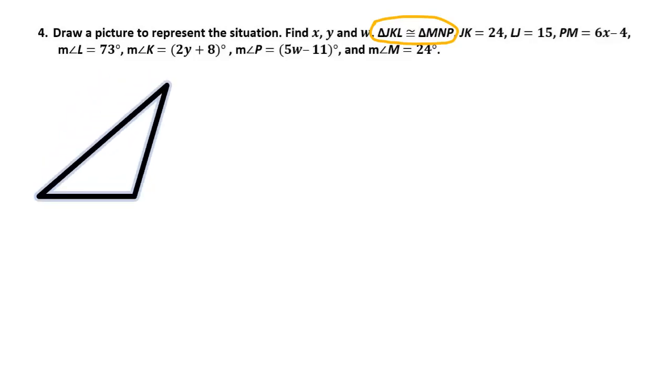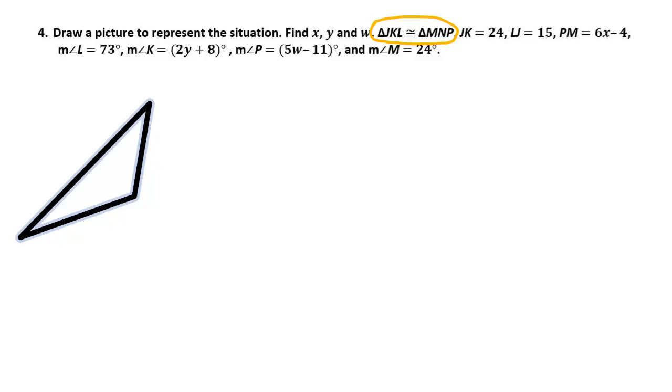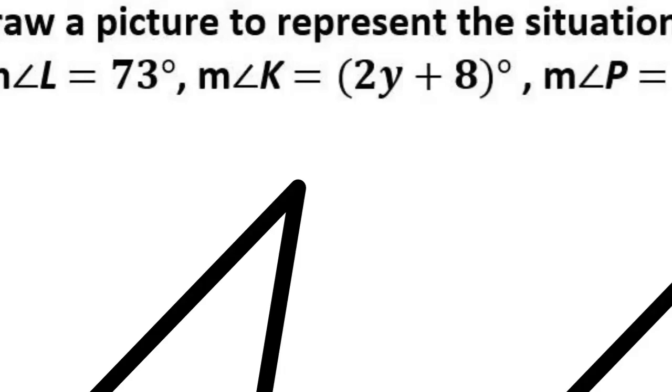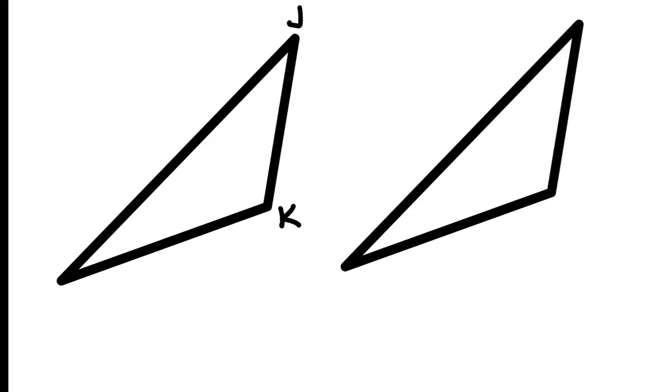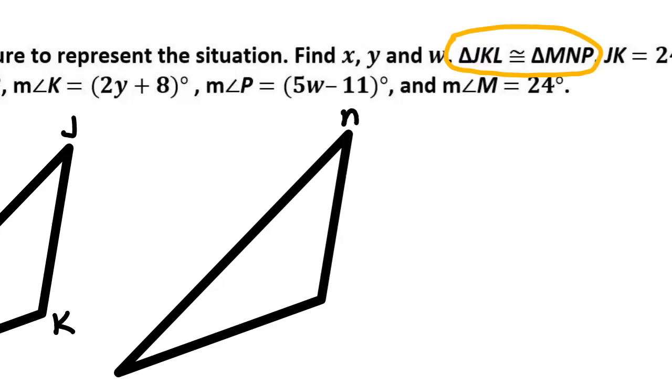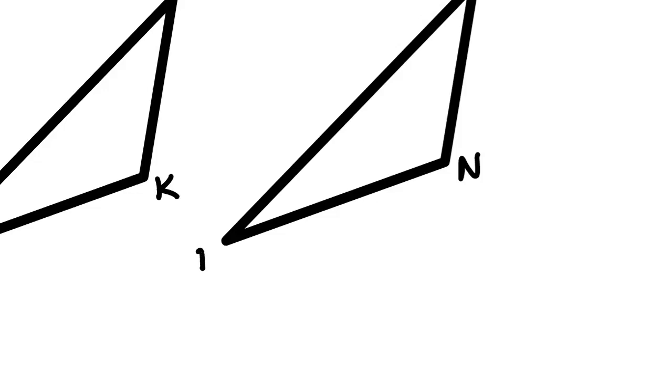My triangles are going to look like this. So your triangles don't have to look like mine, but you do need 2 triangles on there. After you get your triangles drawn, what should you do? Label them. One of my triangles should be called what? JKL. All right, so I get to pick whatever corners I want to put my letters on. J, K, and L. And then the other triangle I need to call what? M, N, and P.